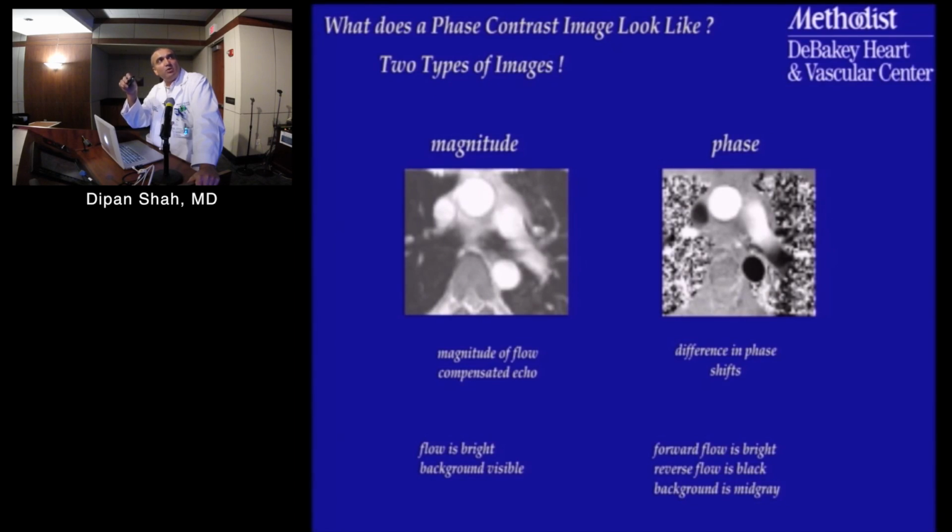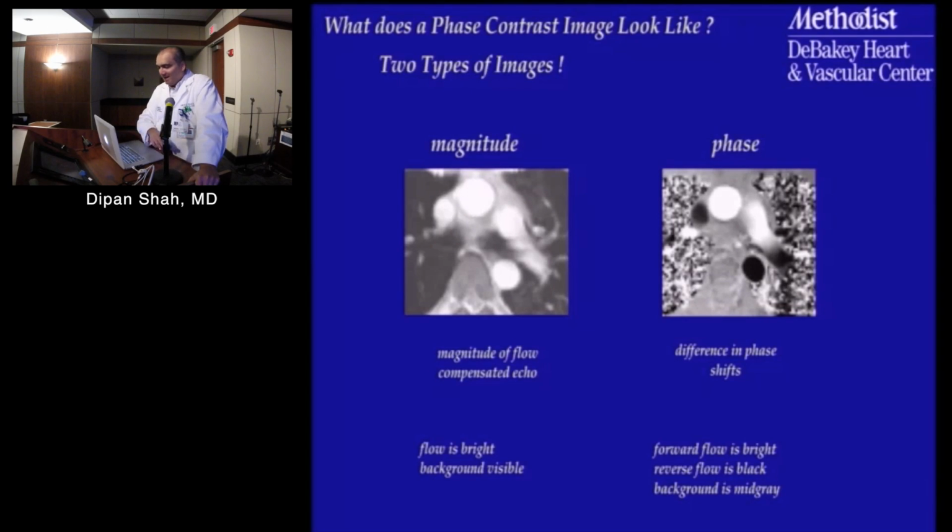We can see the ascending aorta here, and we can see the descending aorta here. Obviously, flow in the ascending aorta would be expected to go in the opposite direction from flow in the descending aorta. As a result, flow in the ascending aorta in this case is encoded white, whereas flow in the descending aorta, which is going in the opposite direction, is encoded black.